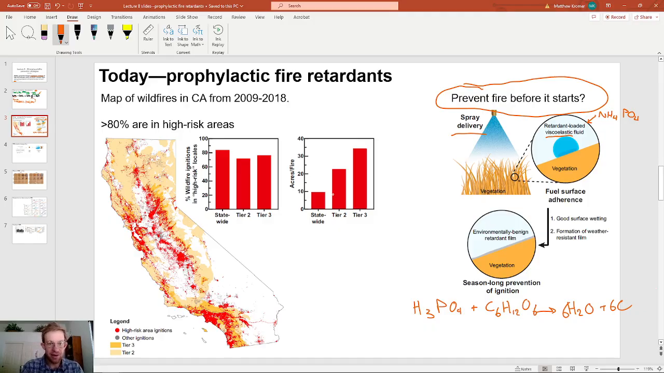And I guess I should mention here the tiers in these bar graphs. These might be a little strange. The tiers are referring to threat regions. So tier 2 threat region, tier 3 threat region. Again, it's just defined based off of how likely or how at risk a certain area is for a fire to break out. And what this is showing is that the percent of wildfire ignitions in high-risk locales, so 80% were across the state, were in these high-risk regions, and then less than that were in these tier 2 to tier 3 threat regions.